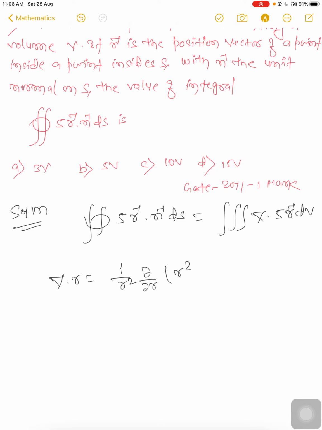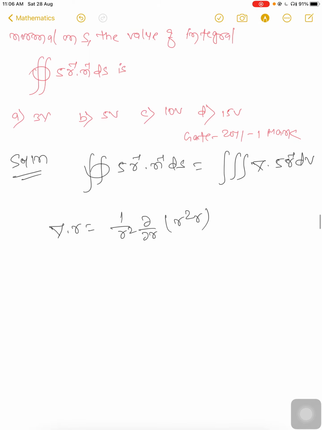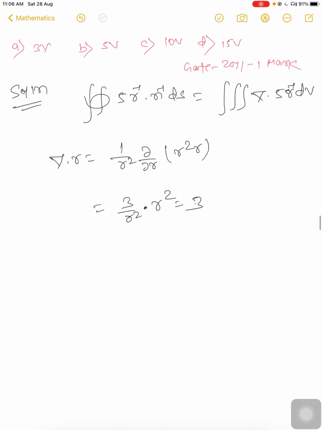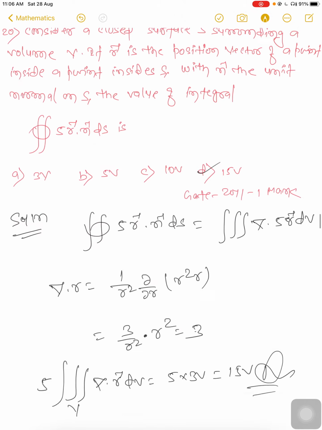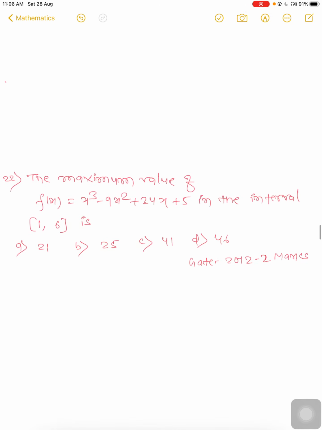1 by r square del by del r of r square R. Okay, so it will be 3 r square dot r square, so it will be 3, and the closed integral of 3 dv. 5 into 3 v is 15 v. So the right answer will be 15 v.